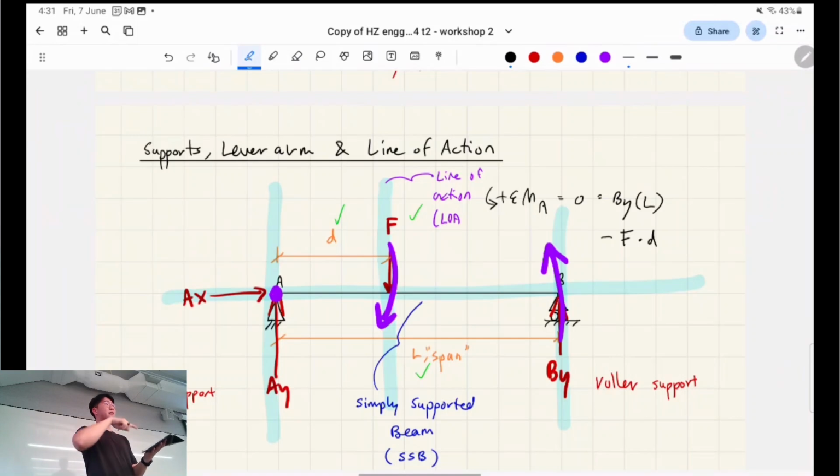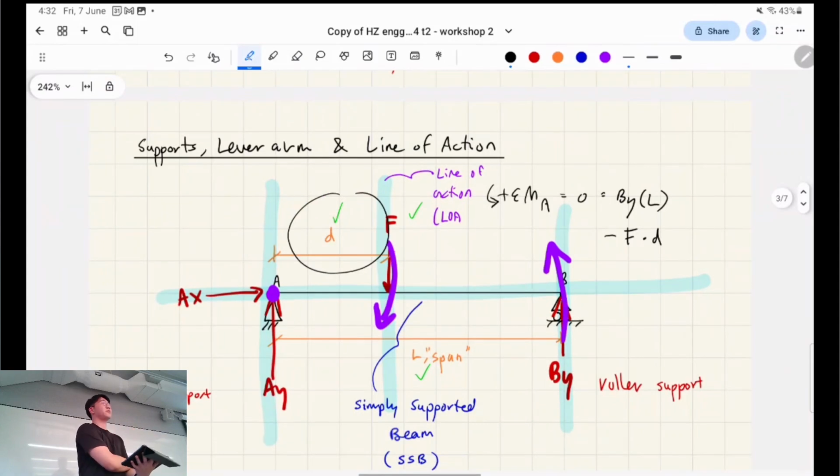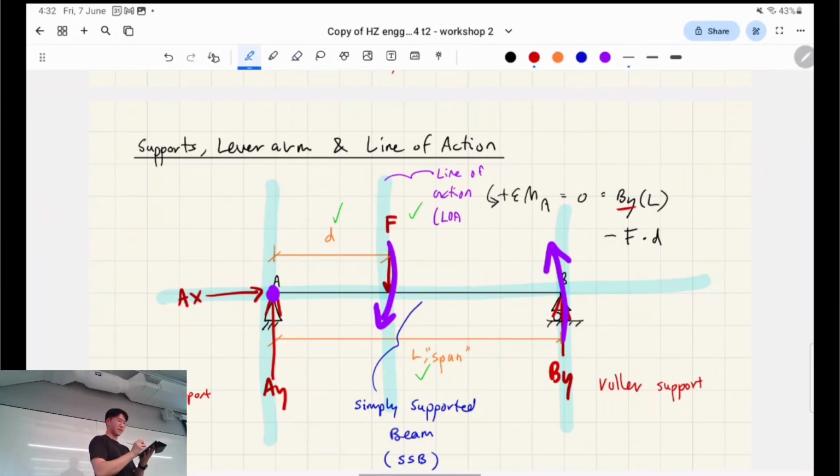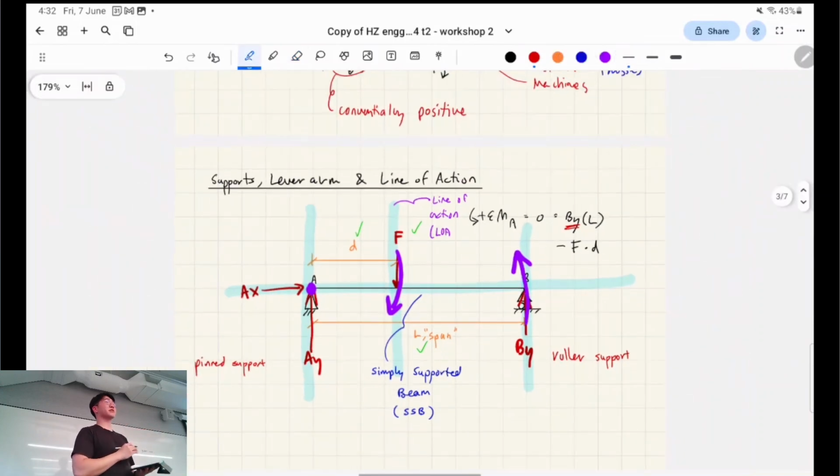So now I'm just saying minus F, which is our point load, multiplied by D. D is that perpendicular distance that I've just named. Let's say we know that. Let's say that's 1 meter or something like that. Multiply that together. Because this is all equal to 0, we can just solve for BY at that point and then figure out what that unknown is. Does anyone have any questions so far?